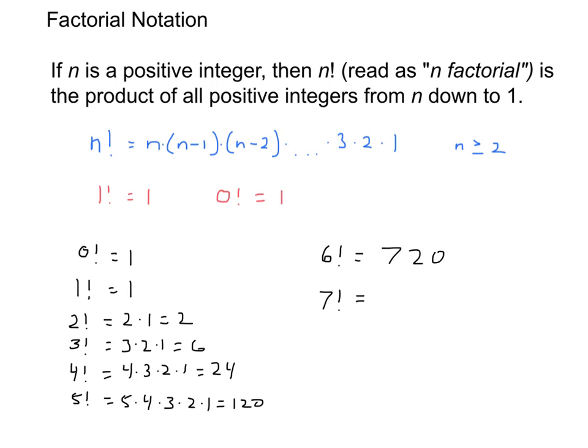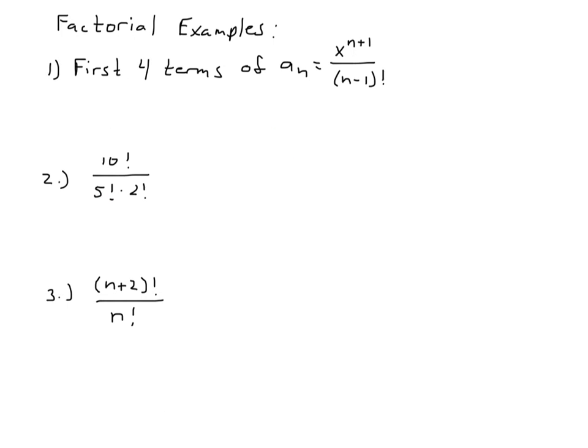And so 7 factorial would just be 7 times 6 factorial. So that would equal 7 times 720. And when you multiply that out, you will get 5040. So that's what you should have come up with. Now let's take a look at some examples of calculations you're going to have to work with these factorial problems.